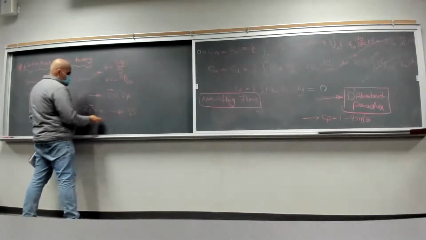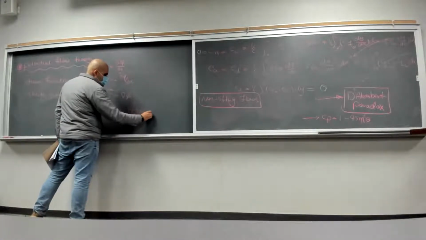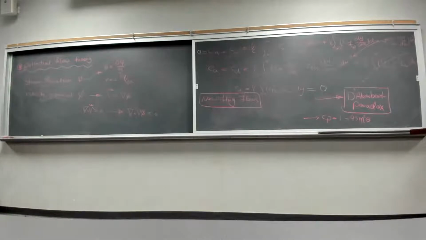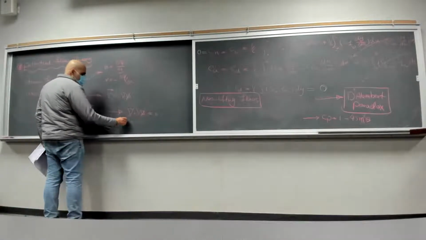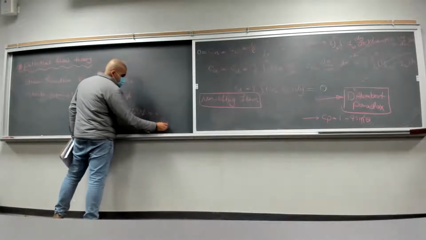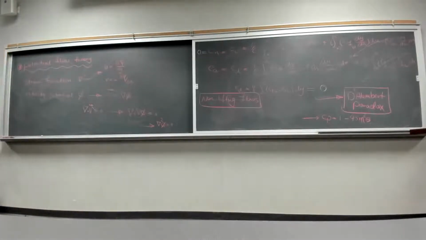If you plug in velocity potential instead of velocity, we are going to get del dot del phi equals 0. This del dot del can be replaced with the Laplacian operator, del squared phi.